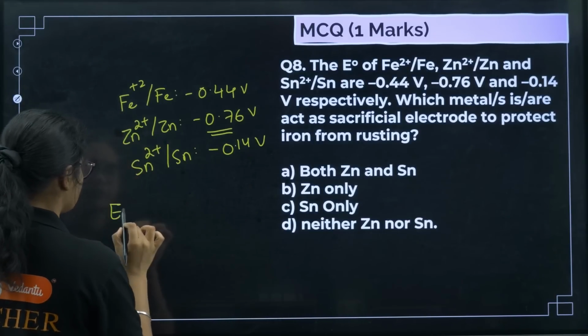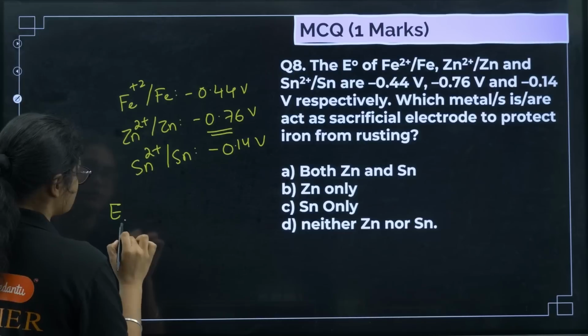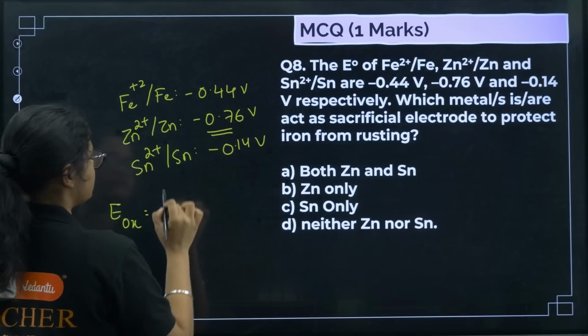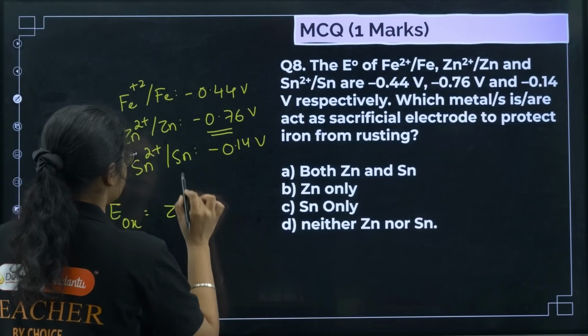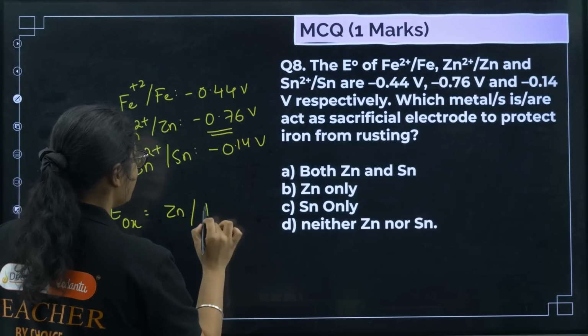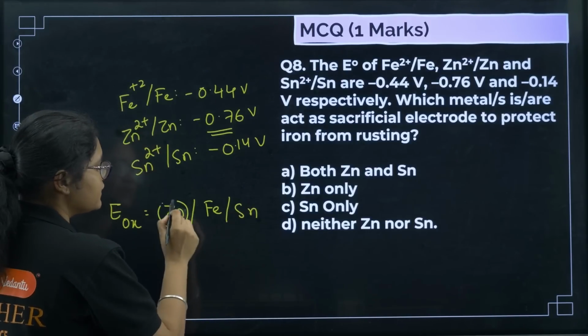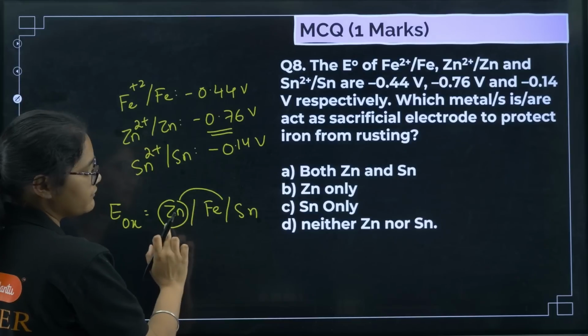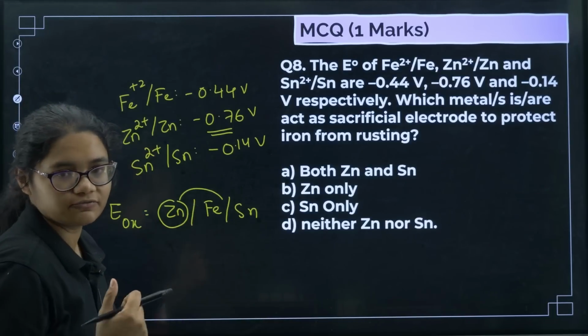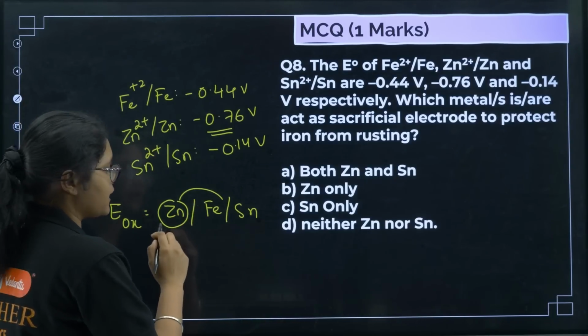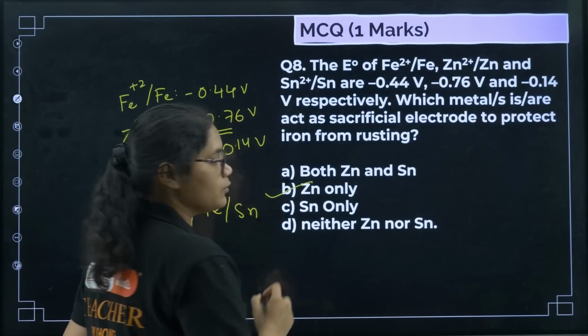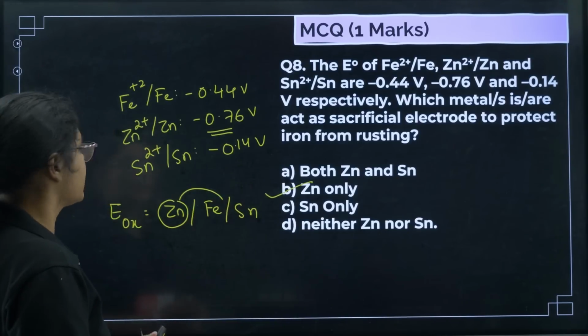So if I order them in the order of oxidation potential, it will be zinc, then we have Fe, then we have tin, right? So that means if Fe is coated with zinc, then zinc will undergo oxidation faster. So that is why the correct answer here will be zinc only, option number B.